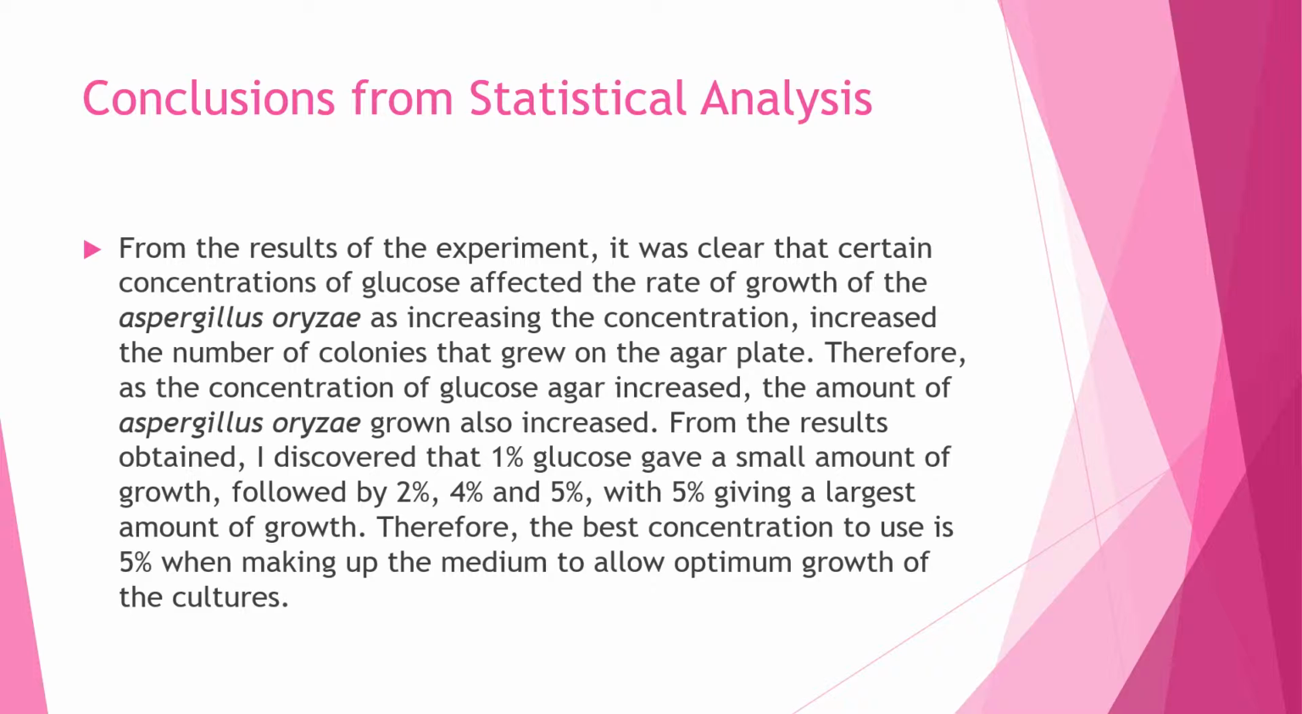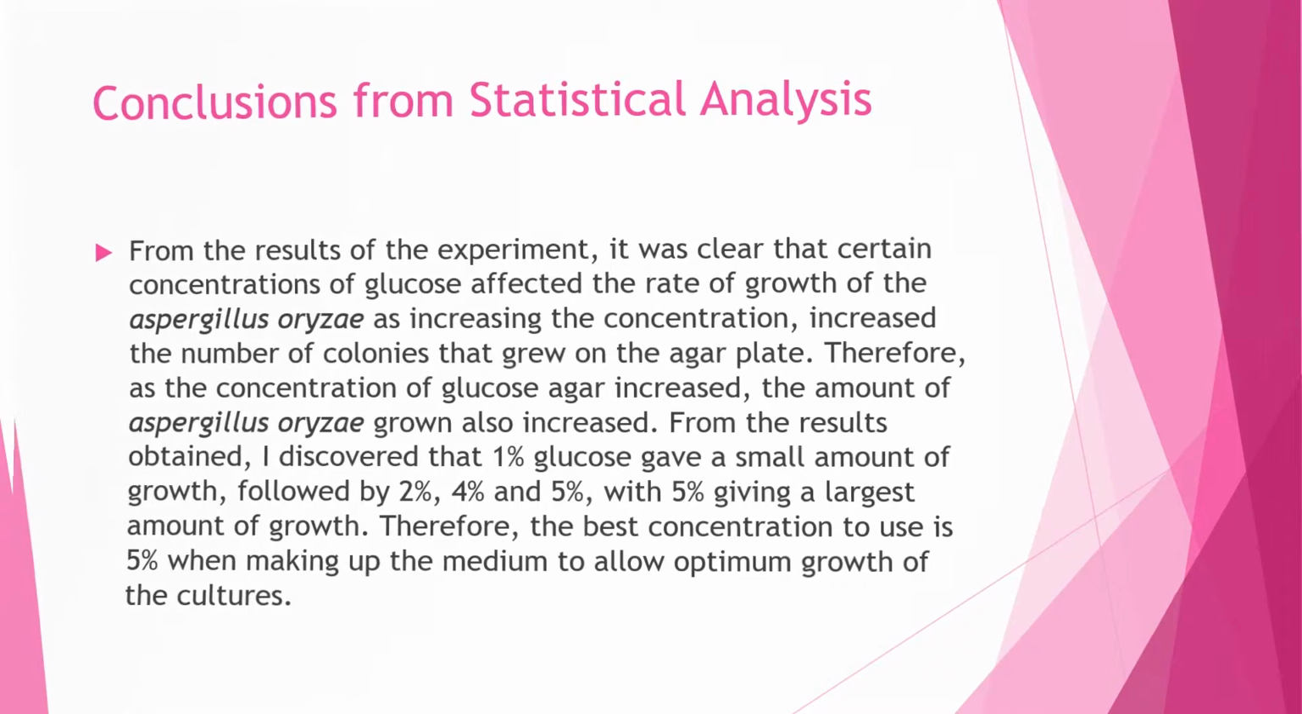From the results obtained, I discovered that 1% glucose gave a small amount of growth, followed by 2%, 4% and 5%, with 5% giving the largest amount of growth. Therefore, the best concentration to use is 5% when making up the medium to allow optimum growth of the cultures.